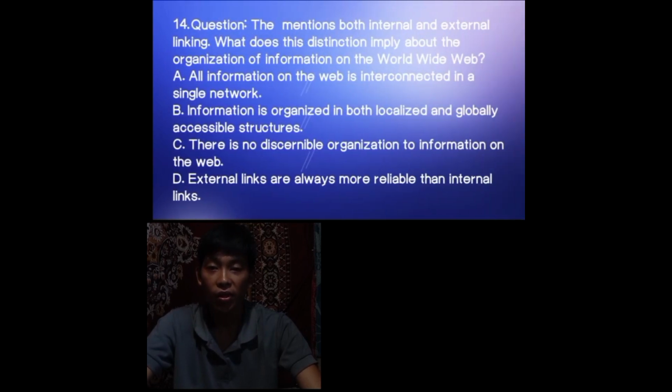Number 14 question. So this mentioned both internal and external linking. What does this distinction imply about the organization of information on the World Wide Web? A. All information on the web is interconnected in a single network. Letter B. Information is organized in both localized and globally accessible structures. Letter C. There is no discernible organization to information on the web. Letter D. External links are always more reliable than internal links.